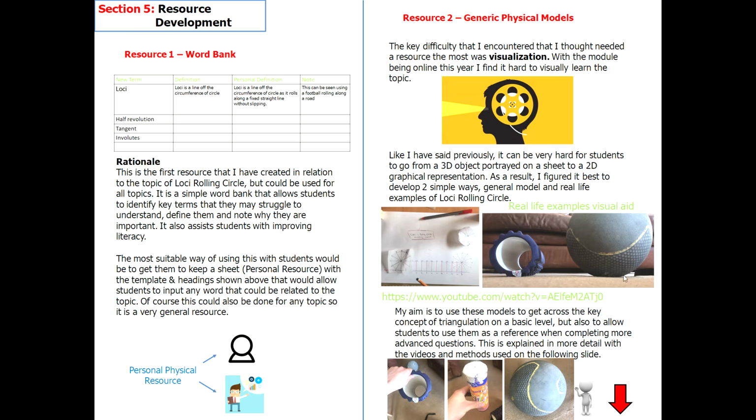Here in my resource, for a visual aid, I use a foam roller, which is used for exercise, and I use a medicine ball. So when I roll the foam roller, you can see that the circle is rolling on a flat surface, which is 180 degrees. My aim is to use these models to get across the key concept of triangulation on a basic level, but also to get students to use them as a reference when completing more advanced questions. This is an example here in more detail, with the videos and methods used on the following slide.